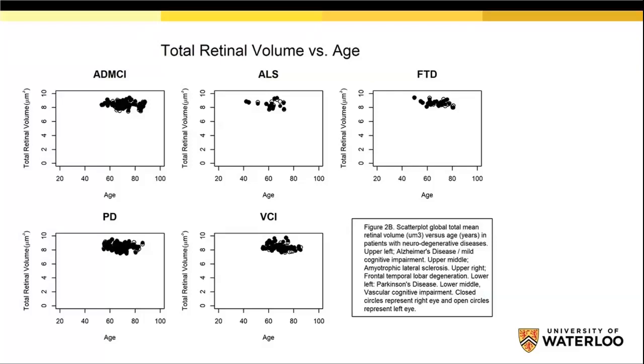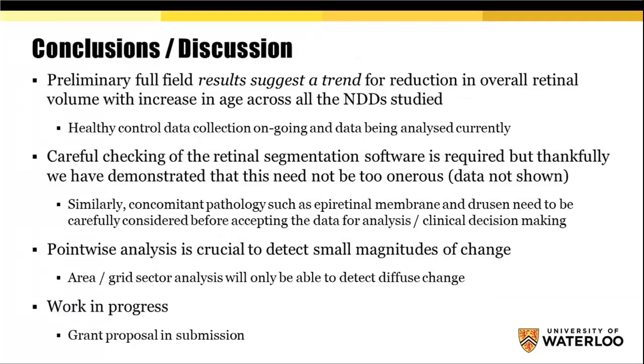Next slide, please. So in conclusion, these preliminary results using full field scan suggest a trend for reduction in overall volume with increasing age, but we cannot say too much about that until we have the healthy control data coming through, which we're collecting at the moment. Careful checking of retinal segmentation software is required, but thankfully we've demonstrated that this need not be too onerous. The data is not shown here. And point-wise analysis is crucial to detect small magnitudes of change in these images.